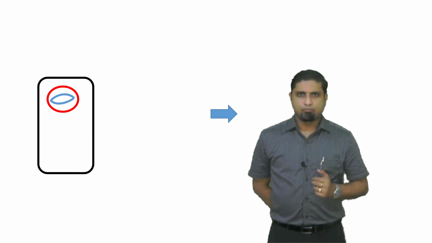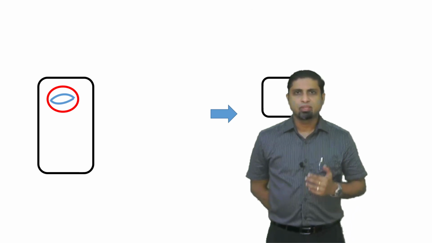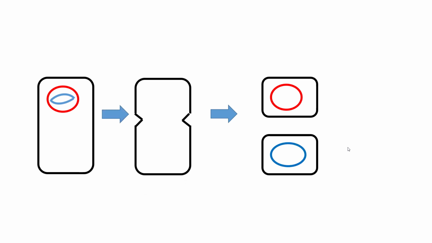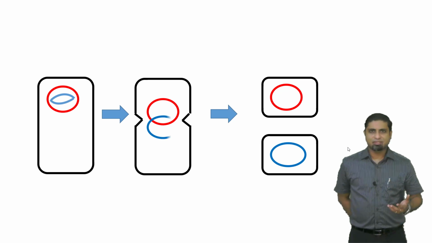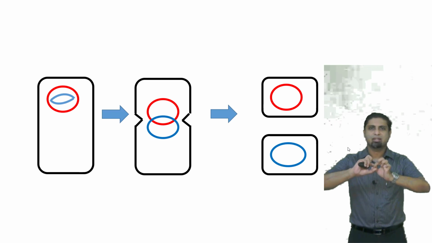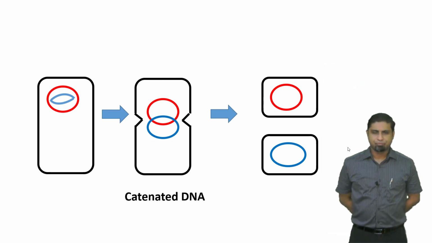And ultimately this parent bacterial cell becomes two daughter cells, each with its separate set of genetic material. However, there is an intermediate stage when the cell is in a state where it has completely replicated its genetic material. However, the replicated genetic material is in a state of catenation. The two sets of genetic material are catenated. They are linked together like the links of a chain. This is what we call catenated DNA.